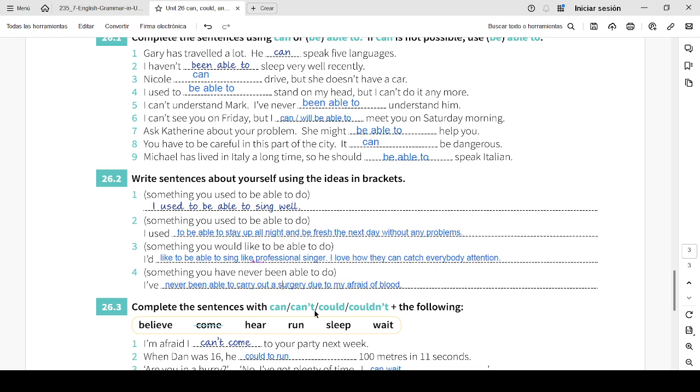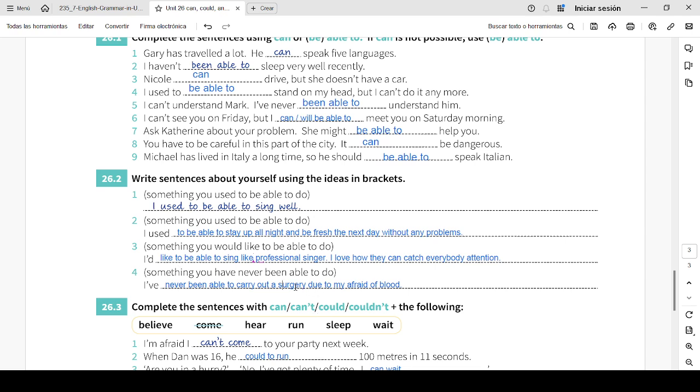I love how they can catch everybody's attention, right? That's a good one. I like how the people sing. Sometimes I go to any park or some streets and I see how the singer can get everybody's attention. It's like everybody is surprised, stunned by how they sing. So I would like to be able to sing like them.